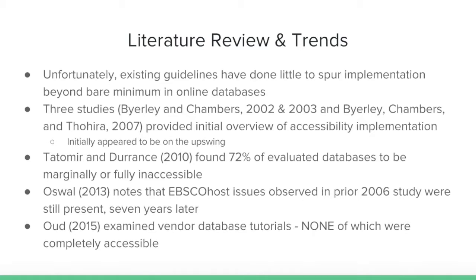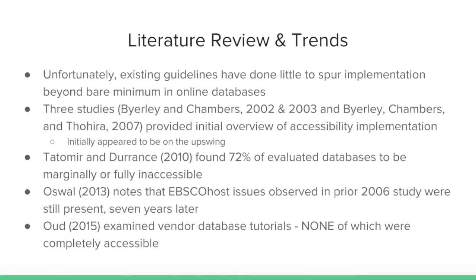Unfortunately, existing guidelines have done little to spur implementation of accessibility measures beyond the bare minimum in online databases. Three initial studies by Byerly and Chambers in 2002 and 2003, and Byerly, Chambers, and Thohira in 2007 provided an initial overview of accessibility implementation, which, after a mediocre start, initially appeared to be on the upswing.